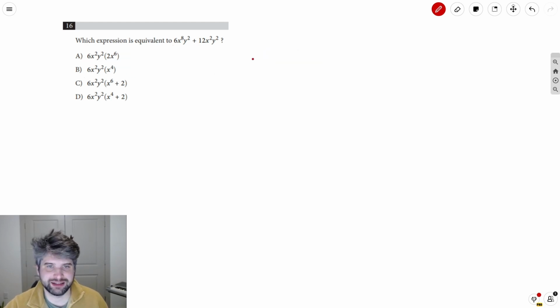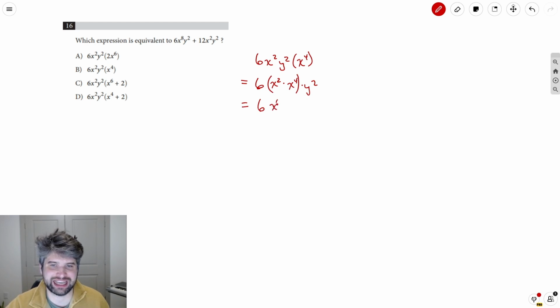Answer choice B says 6x squared y squared times x to the 4th. Now, again, don't be fooled by these parentheses. This is just 6 times x squared times y squared times x to the 4th. We can rearrange this multiplication in any order we want to. Let's say 6 times x squared times x to the 4th times y squared. And I'm going to multiply the x squared with the x to the 4th first and get 6 times x to the 6th y squared. That is not this either.